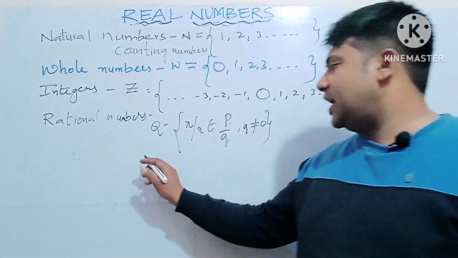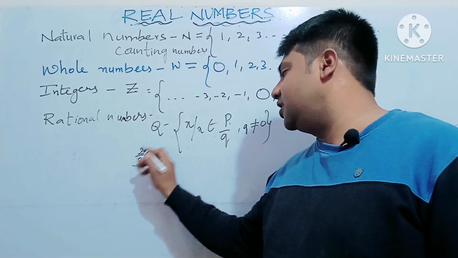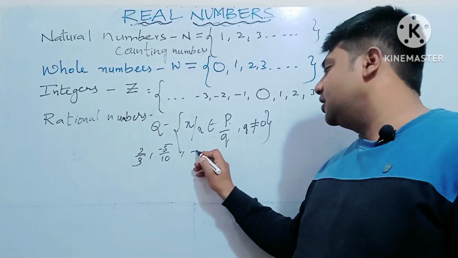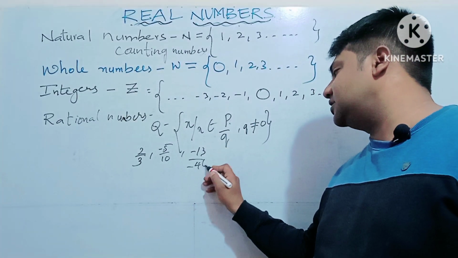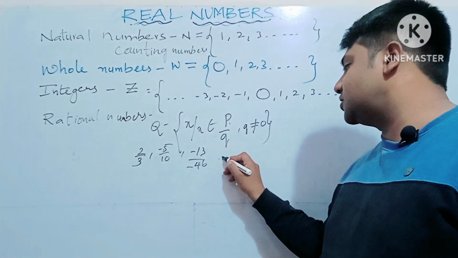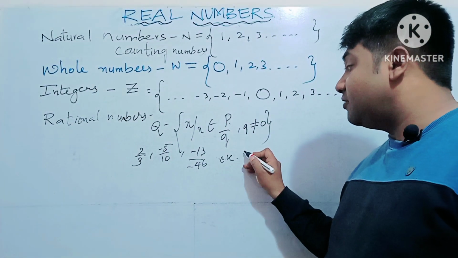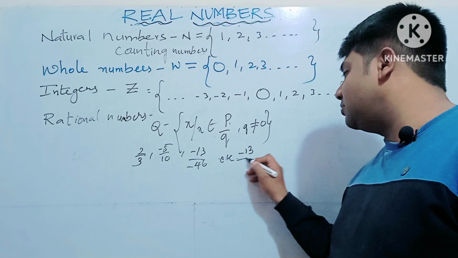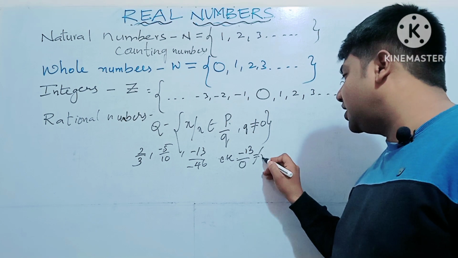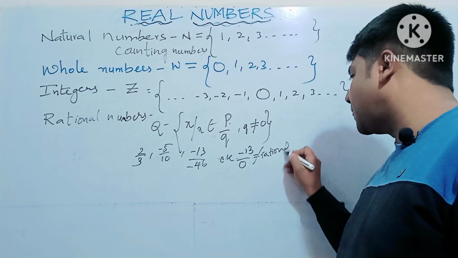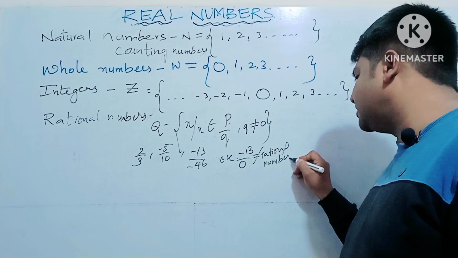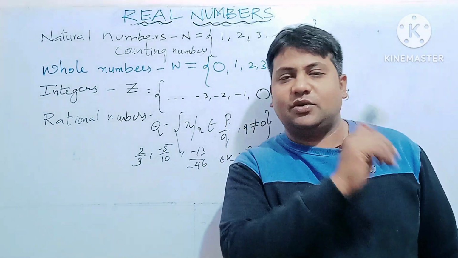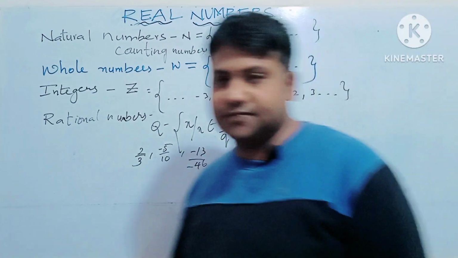Examples are 2 by 3, -5 by 10, and -13 by -46 in p by q form, etc. But if I take -13 by 0, then this is not a rational number. So the condition to satisfy a rational number is that the q value should not be equal to 0. Remember this. Got it?